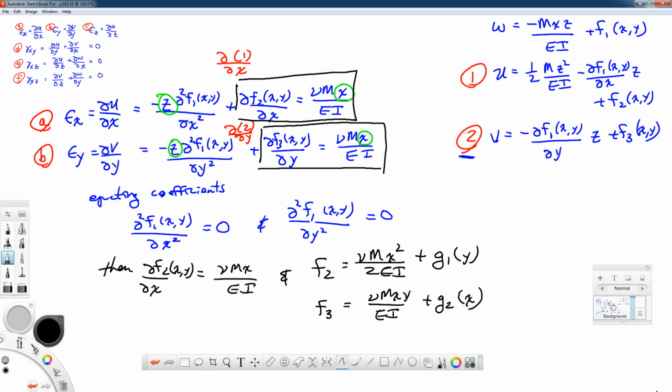Now the last thing that we can do is take a look at these two partial derivative solutions, and f1 would have a solution that could be at most axy plus bx plus cy plus e.